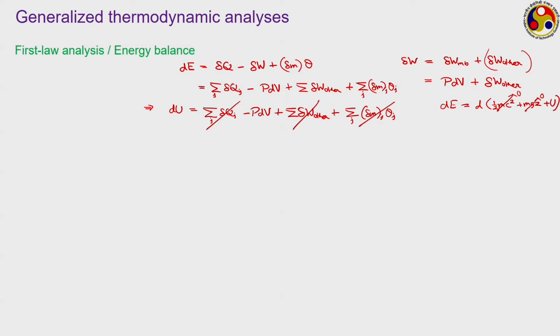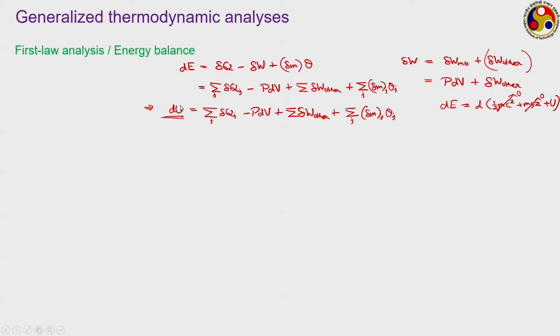So, while there are 4 terms, I am just going back to the original equation, there are 4 terms on the right hand side, but all 4 are hardly present in practical situations, and we have to choose whichever we need to talk about. But the left hand side is dU for a stationary system, which is always retained.